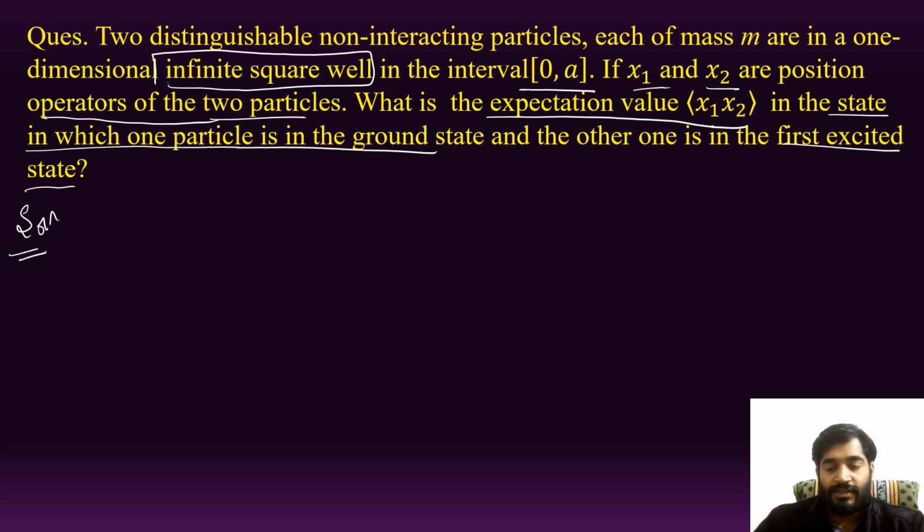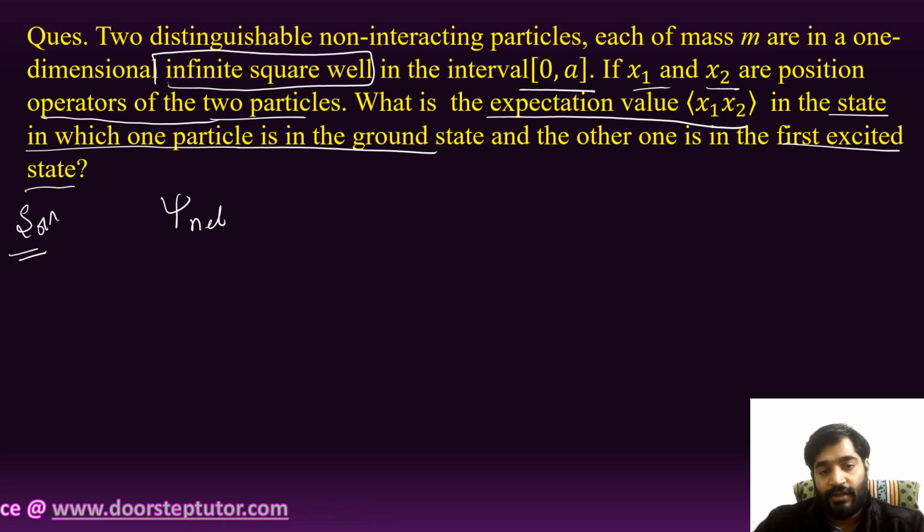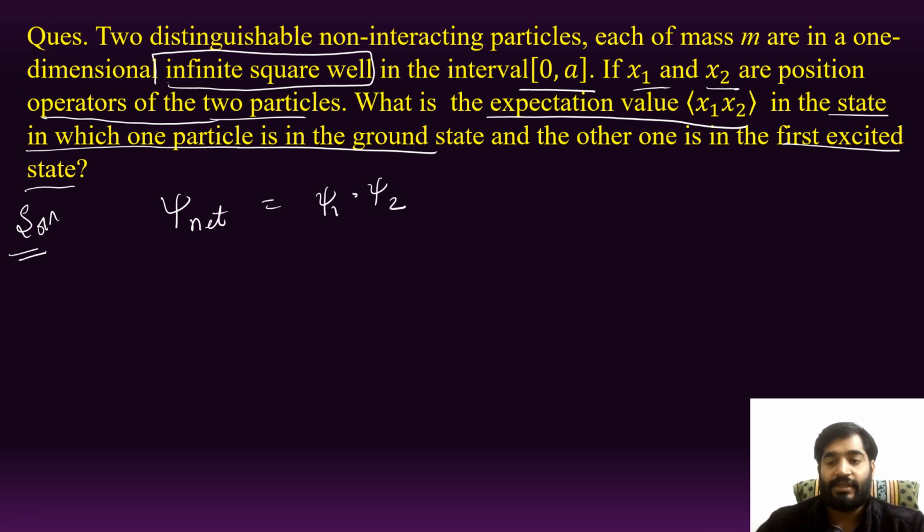Now first is to find the net function. The net function is not going to be psi1 plus psi2. If psi1 is the function for the first particle and psi2 is the function for the second particle, then your net function is going to be psi1 into psi2. Just remember this first thing.